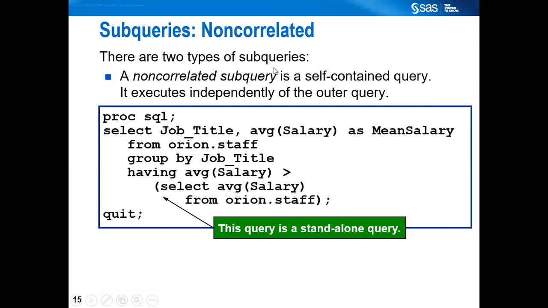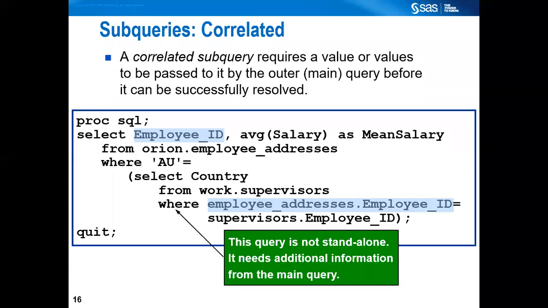So there are two types of subqueries. A non-correlated subquery, which is a self-contained query. It executes independently of your outer query, so it's not at all dependent on your outer query. Hence, it's called a non-correlated subquery. Whereas there is a correlated subquery, where your outer query passes the value to your inner query.